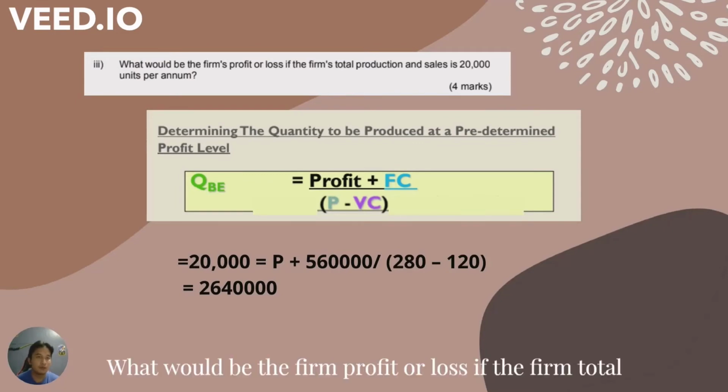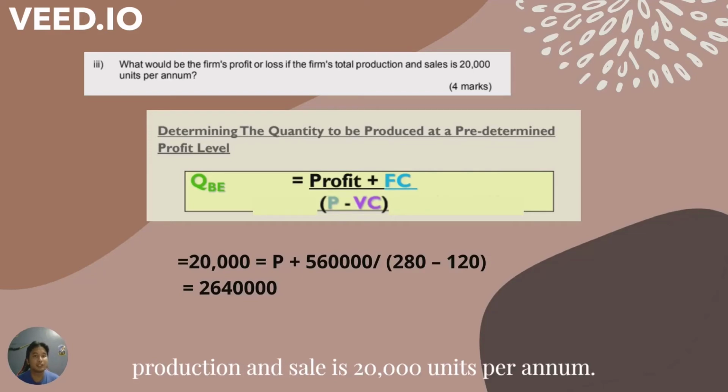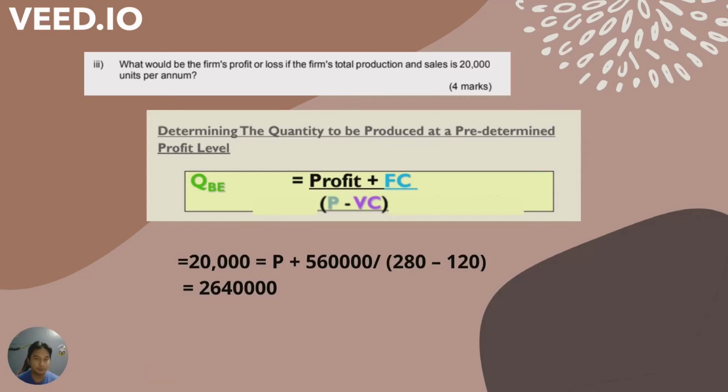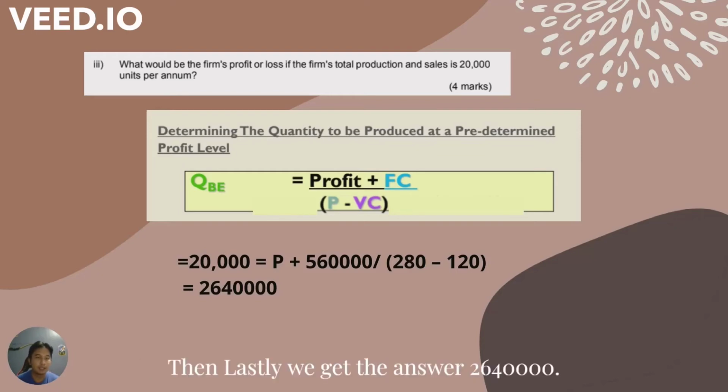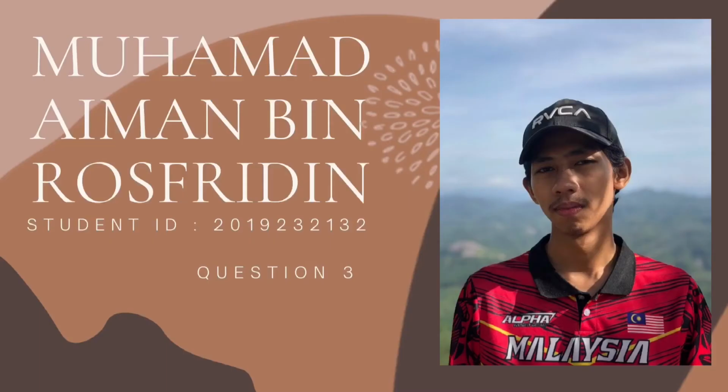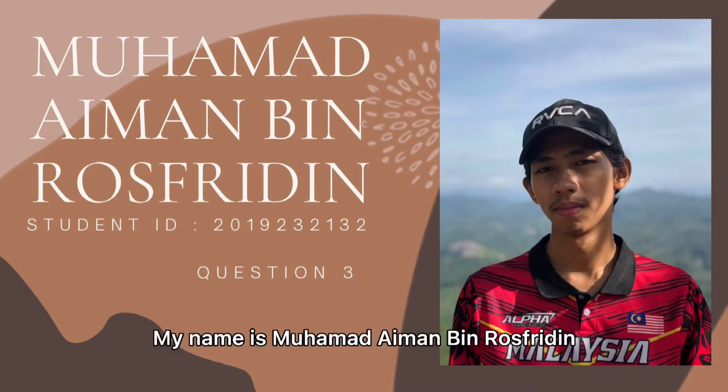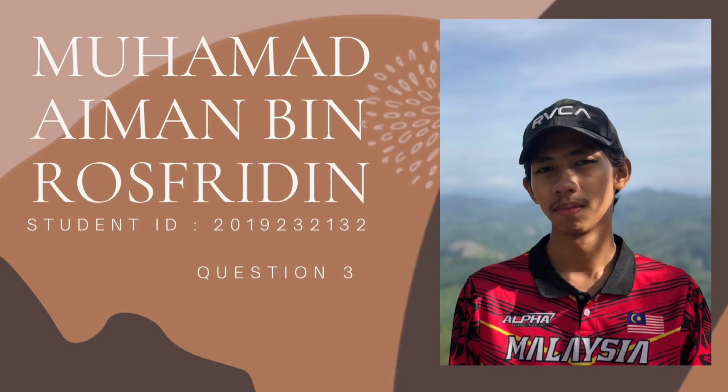Next is question number 3. What would be the firm's profit or loss if the firm's total production and sale is 20,000 units per annum? To find the profit, we can use this formula. Use the 20,000 as the new quantity. Then lastly, we get the answer 2,640,000.